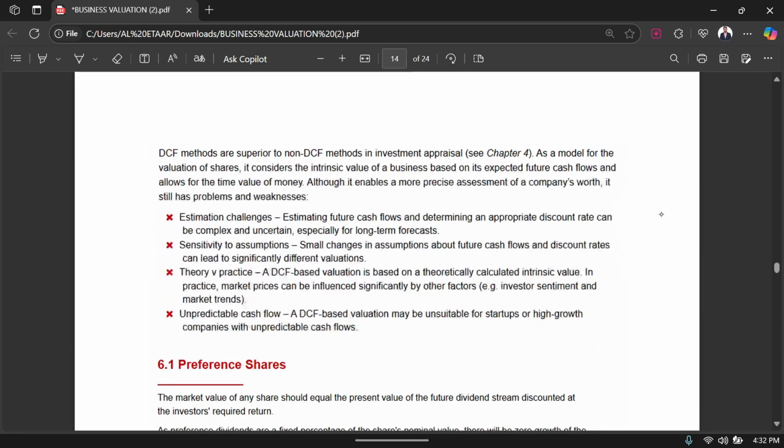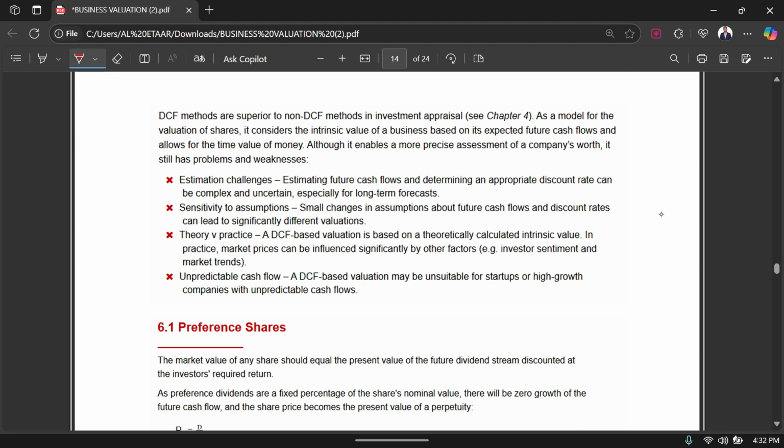Now moving forward, we have some limitations for these methods. It says that discounted cash flow methods are superior to non-discounted cash flow methods in investment appraisal. As a model for valuation of shares, it considers the intrinsic value of a business based on its expected future cash flows. So what are the weaknesses that this method has? Number one, estimation challenge, because you are using future cash flows, and future cash flows you will have to estimate. And whenever there's an estimation, I have told you in the previous lecture also, that estimation is a limitation in itself, right? So that's the first weakness.